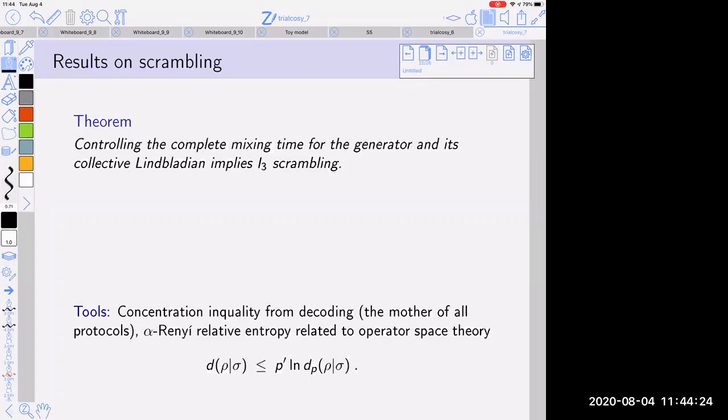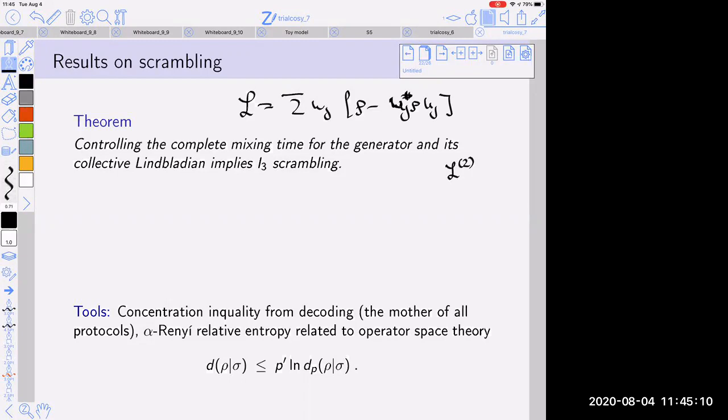So if we control the complete mixing time for the generator, right? Our generator here is the summation of Wj, Uj. Yeah, so this is our generator. If we understand the mixing time for this L, but also for this L2, the collective Lindbladian, then we control scrambling.